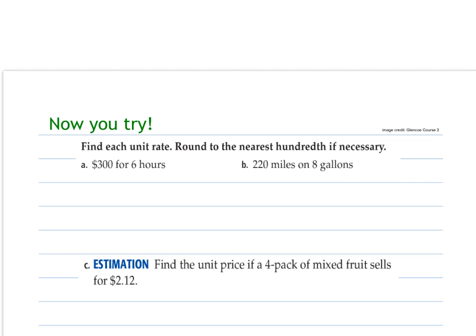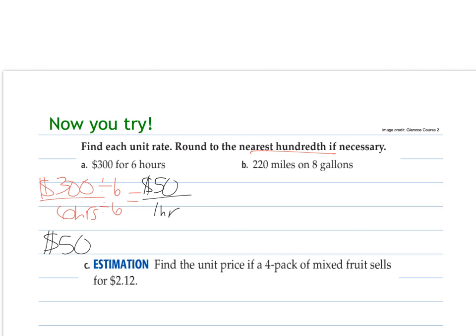Now you try. There's a couple here, rounding to the nearest hundredth. First thing you're going to do, pause when you're ready, is I set up 300 over 6 hours, divide by my denominator. I know that 30 divided by 6 is 5, so 300 divided by 6 is going to be 50. So that's $50 per hour.